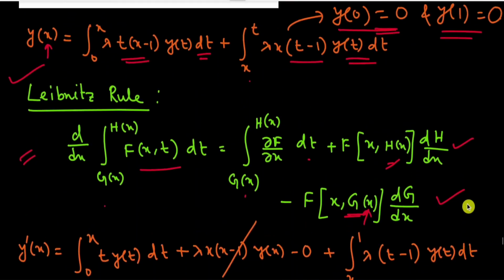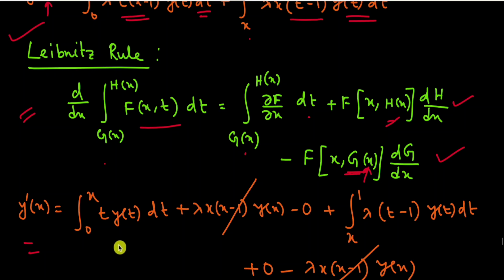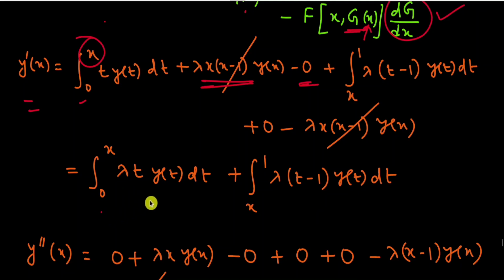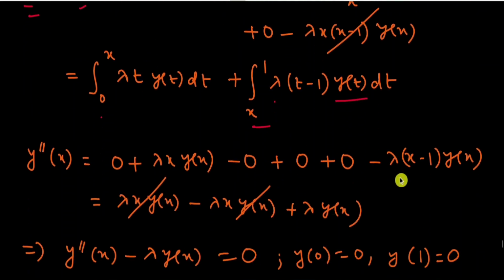So applying this rule, we have y dash x equal to integration 0 to x of t y t dt plus lambda into x minus 1, since t is replaced by x here, since the upper limit is x. And since the lower limit is constant, the differentiation of the lower limit gives the value 0. Similarly we apply the same thing in the second part also. So we get here integration 0 to x lambda t y t dt plus integration x to 1 lambda into t minus 1 y t dt. So again we apply the Leibniz theorem here. This is the value of y t.